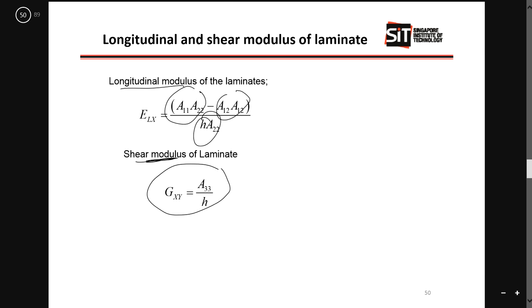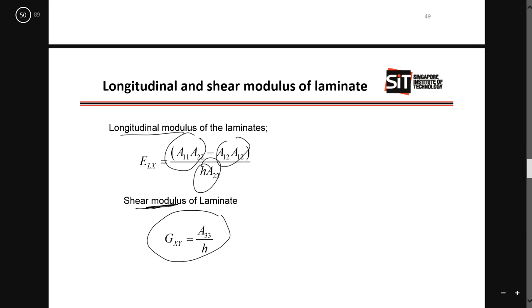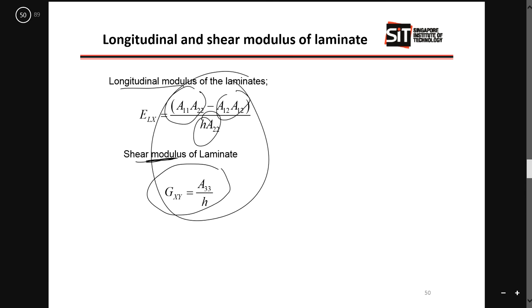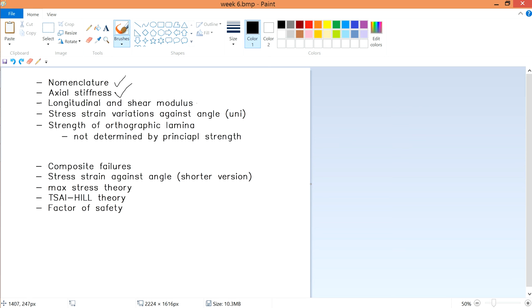And it's very important, it's one of the key first steps. So normally you find your Qij first, and then get your Qij bar, sum all of the laminate together, and then get a ratio, get an Aij, and then you calculate your modulus, and then you can carry on to calculate all other stuff, to determine the stresses and everything. It's a pretty long process. Therefore, we have somewhat understood the longitudinal and the shear modulus.